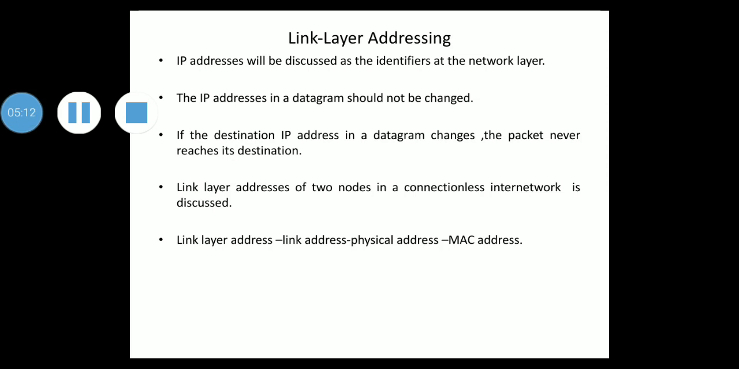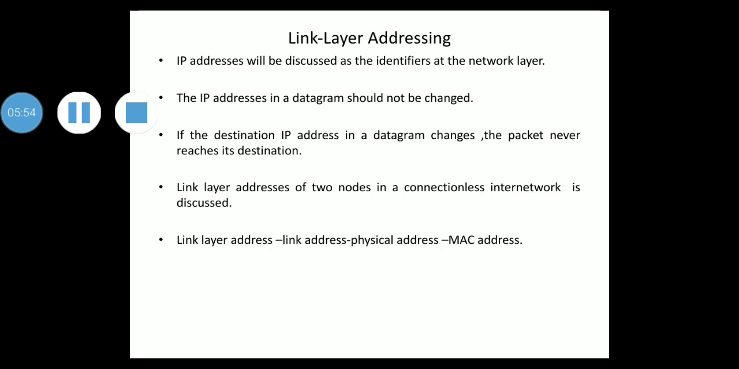But in the case of a connectionless network such as the internet, we cannot make a datagram reach its destination using only IP addresses. Why? Because each datagram in the internet from the source host to the same destination host may take a different path.